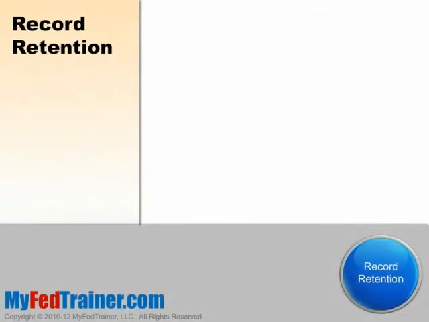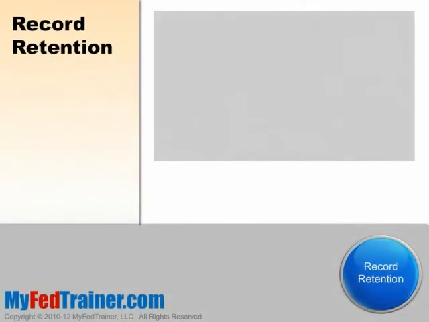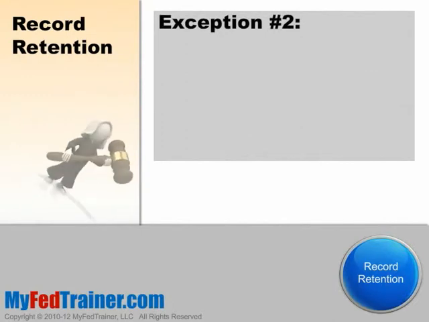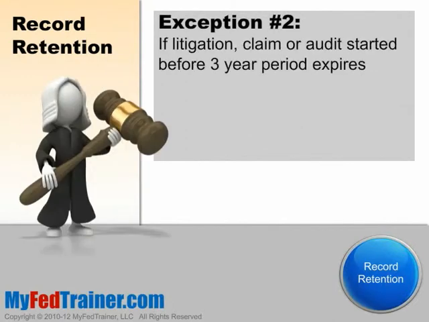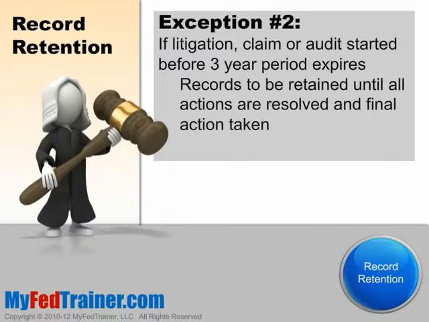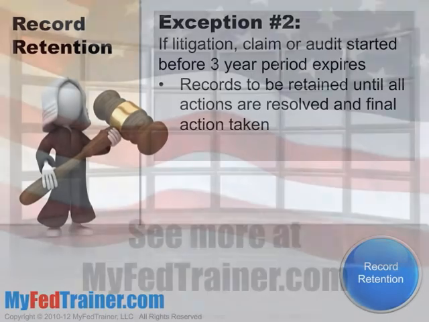The next exception to the 3-year general rule is in cases of litigation, claims or audits started before the 3-year period expires. In these cases, the recipient must retain records until all actions have been resolved and final actions related to the litigation, claims, or audits have been taken.